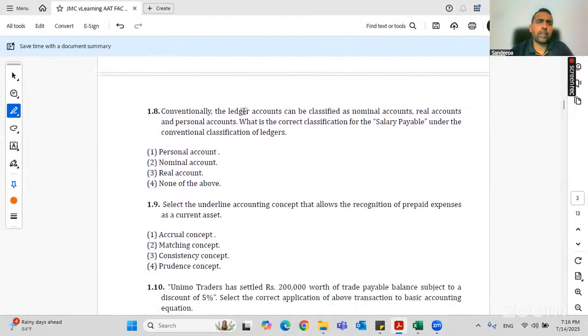Look at 1.8, kids. Conventionally, the ledger accounts can be classified as nominal accounts, those are the income and expenses, real accounts, asset and liability accounts, and personal accounts. Personal are the debtor ledger and the creditor ledger. What is the correct classification for salary payable? Salary payable is a liability, no, therefore it's a real account.